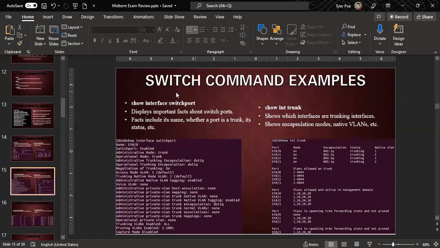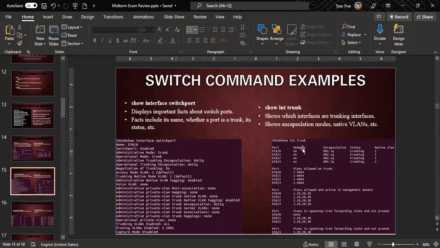Here are some more switch command examples. So, show interface switchport. If you want to know a bunch of details about a specific port, this is your command. It provides important facts like the administrative mode and the operational mode, and this is especially important when you're working with trunking. Also, if you look at this here, it shows the encapsulation mode, which is very important when you're working with trunks. It also shows the native VLAN. So show interface switchport is one of the best commands you can use for trunking.